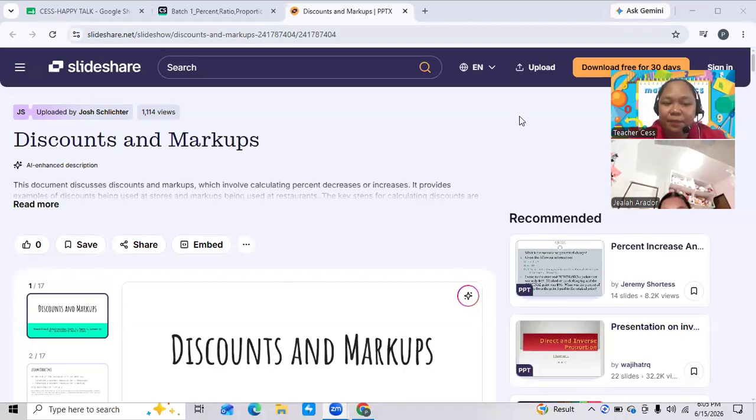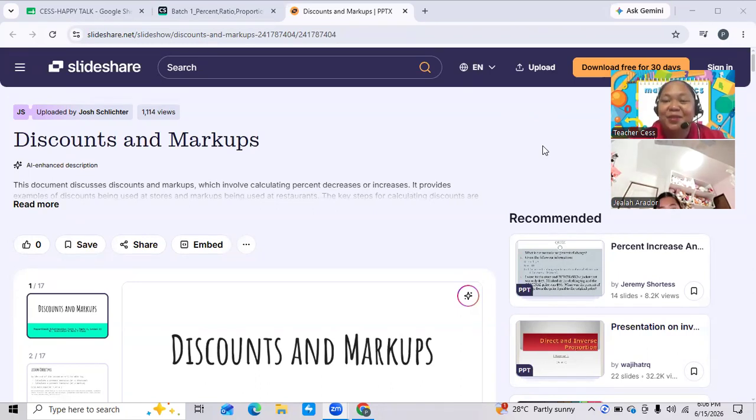All right. So today we are going to discuss and review discounts and markups. We are done discussing the percentage of a number. Do you remember how to get the percentage of a number before we proceed to discounts and markups? Yes, teacher. You turn the percent into a decimal and then you multiply it with the number.